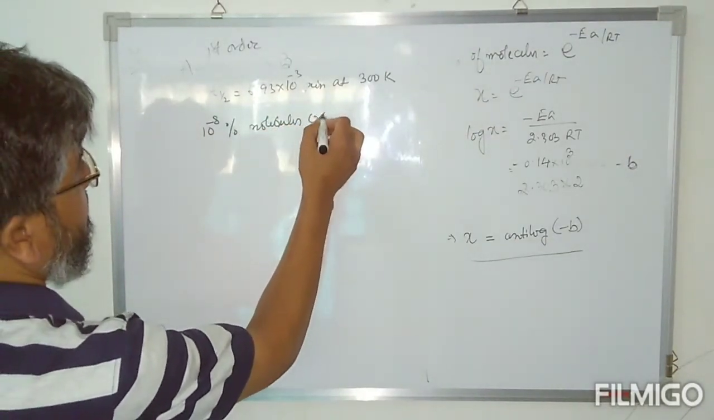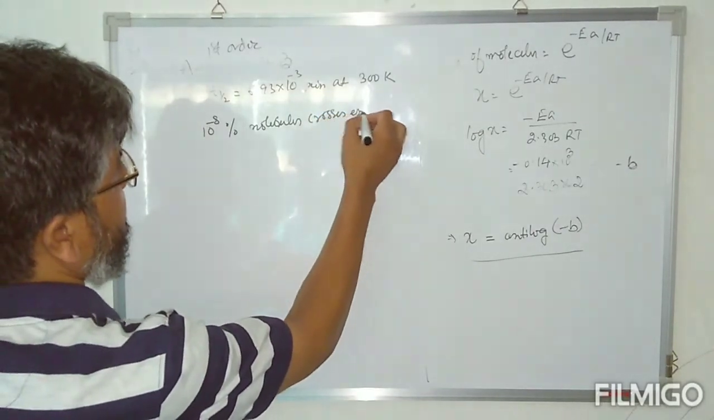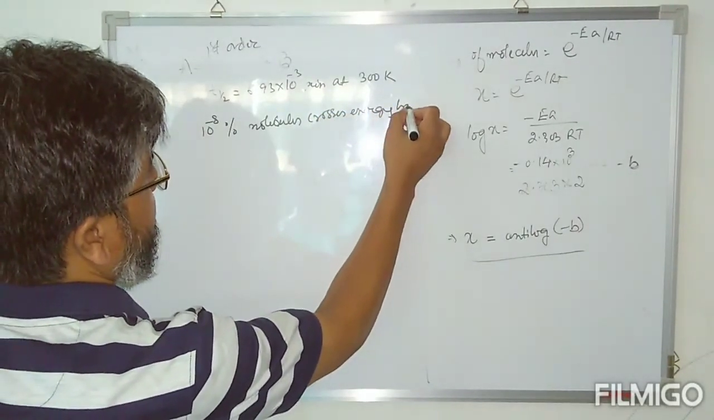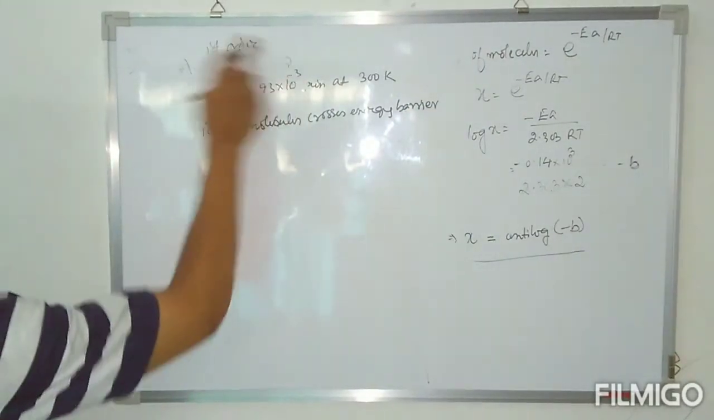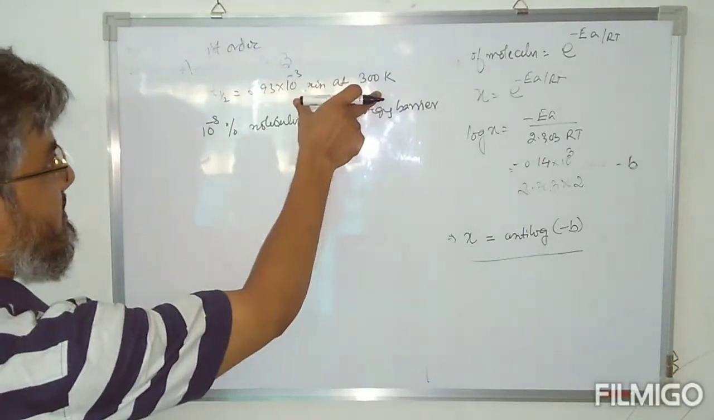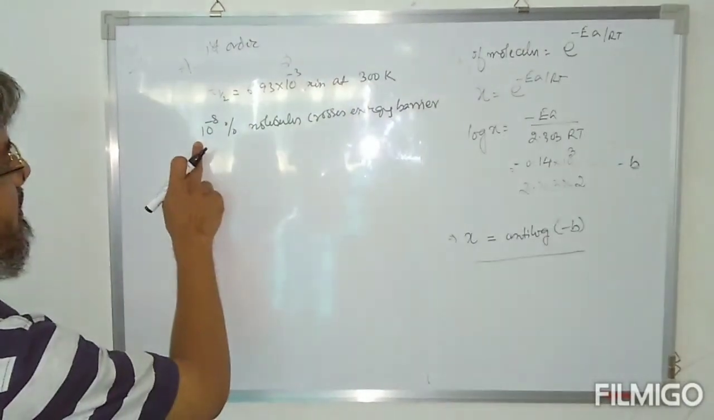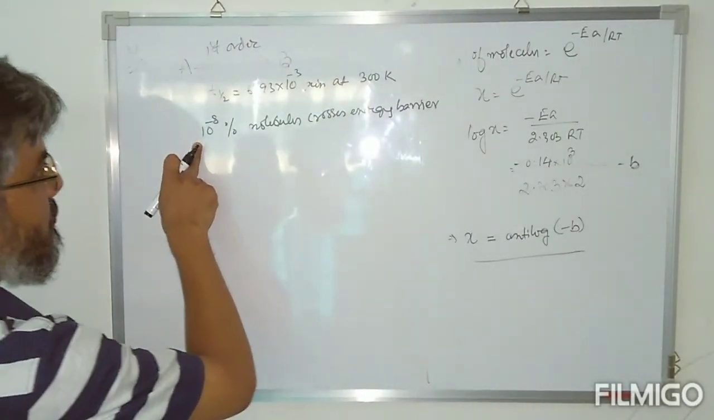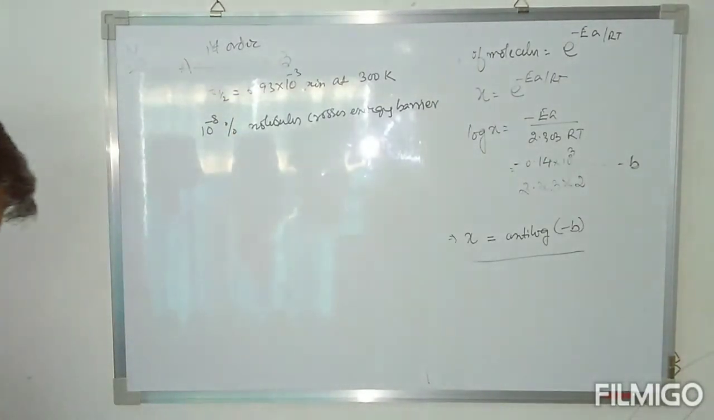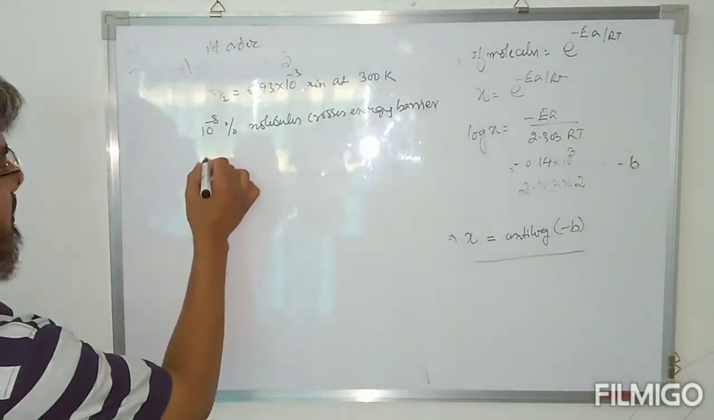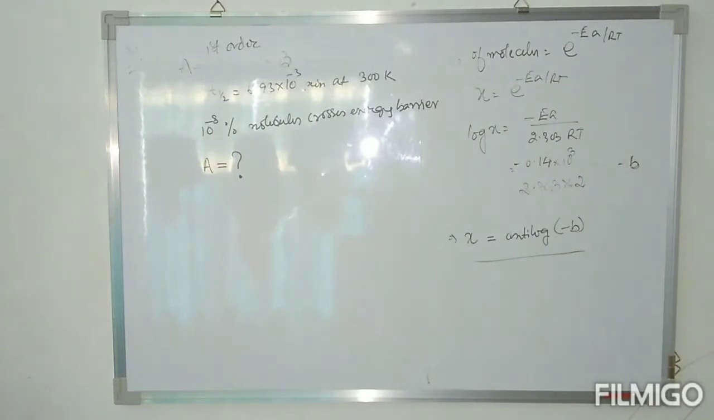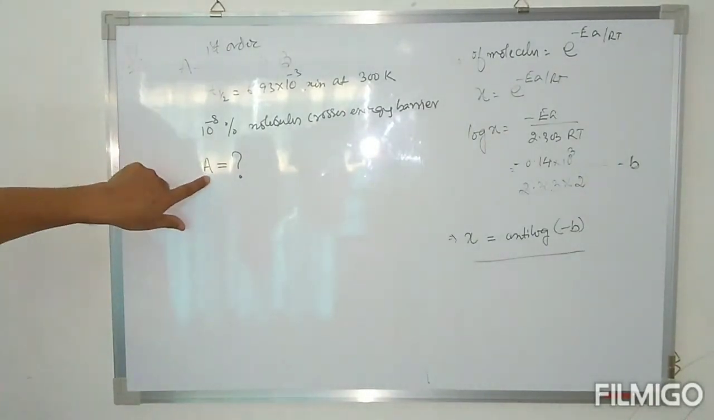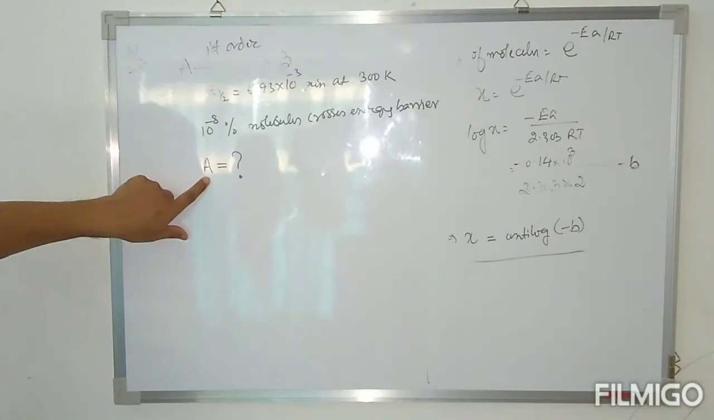So the reaction is first order, the half-life is given, and the percentage of molecules crossing the energy barrier is 10 to the power minus 8. Question says find the value of A. Calculate the value of A, the pre-exponential factor or the collision frequency.